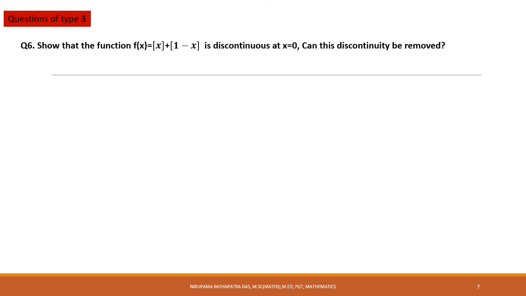Next question is of type 3. So basically it is, you can say, miscellaneous types of questions and general type of questions. Show that the function f(x) equal to bracket x, which signifies the greatest integer function of x, plus again within this bracket you have 1 minus x, which is also the greatest integer function of 1 minus x. Prove that it is discontinuous at x equal to 0. Then the second part of the question is, can this discontinuity be removed?